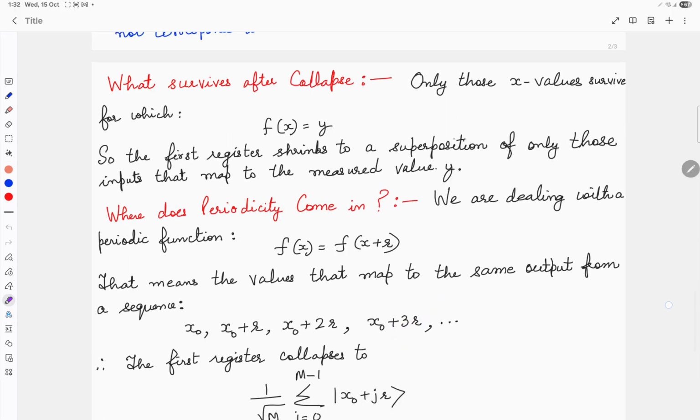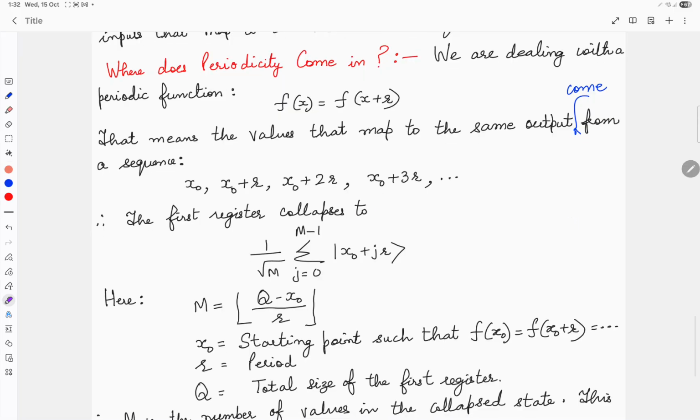So we can put here the values that map to the same output. We can write here that they come from a sequence. So this is the sequence which will collapse, for which the value in the second register will be y, and that sequence is x0, x0 plus r, x0 plus 2r, x0 plus 3r.